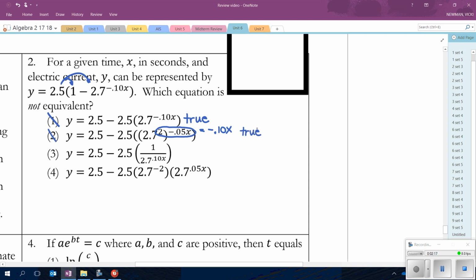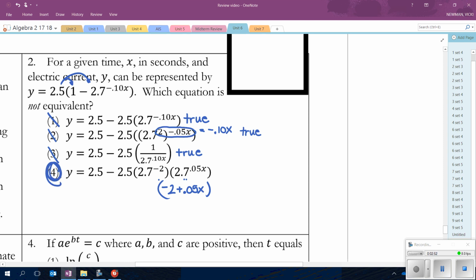Okay. Number 3, they distributed. And then we also know that a negative exponent means put it on the bottom, and the exponent becomes positive. So yeah, that's actually true. And the last one says negative 2 and 0.05, but we know that if two things are multiplied, you're supposed to add their exponents, right? And that's not equivalent. So this is not equivalent, okay?